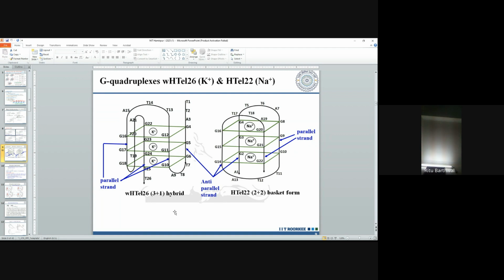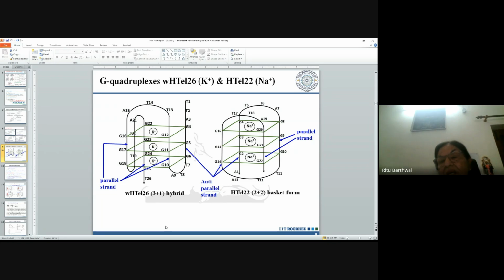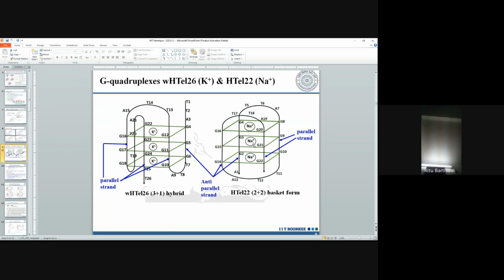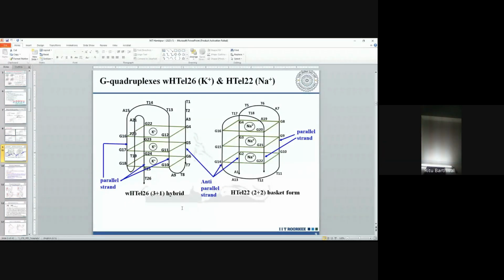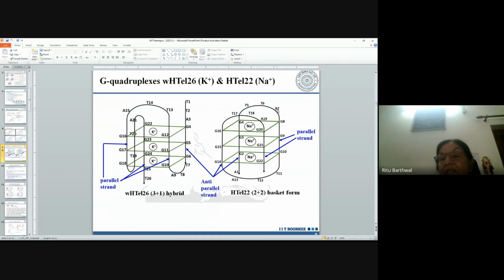Now you can see one thing. This is done in K, potassium, and this is done in sodium. Basically, the sequence is the same, but we get very different structure. In sodium, we get what we call a 2+2 basket. Actually, it is anti-parallel. So you can see it starts from A 1, 2, 3, 4, if you start from here, and then it goes like this to 7, 8, 9.